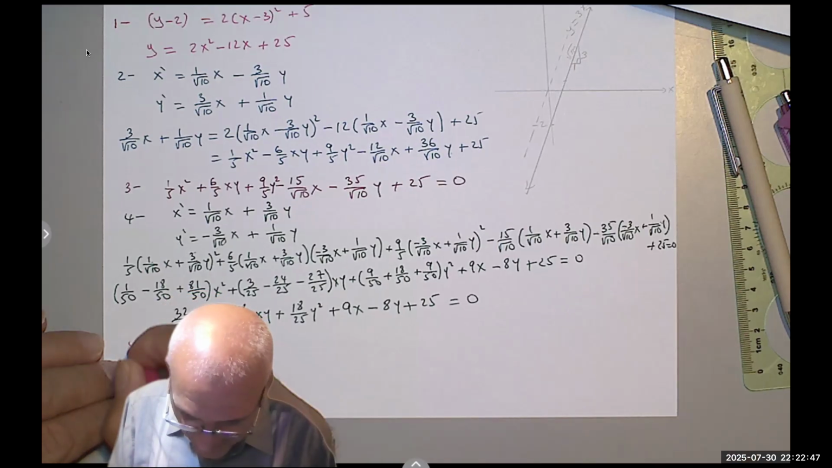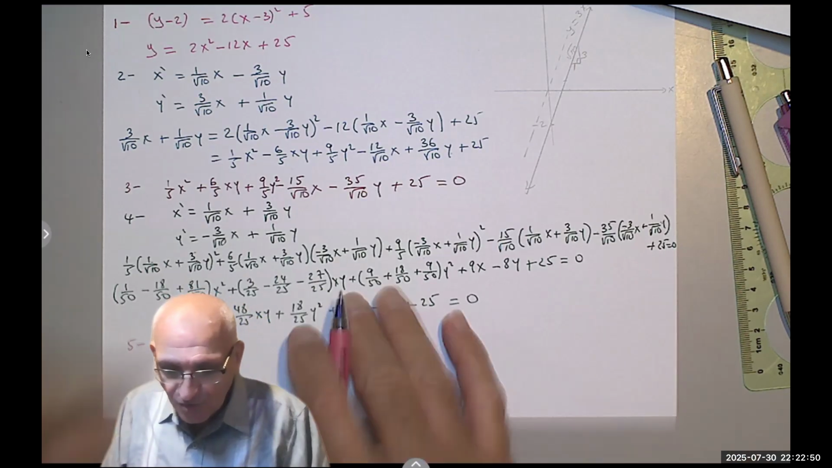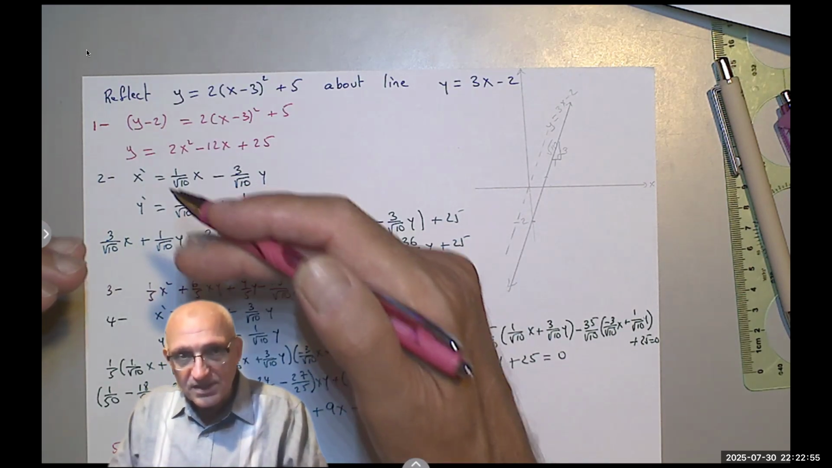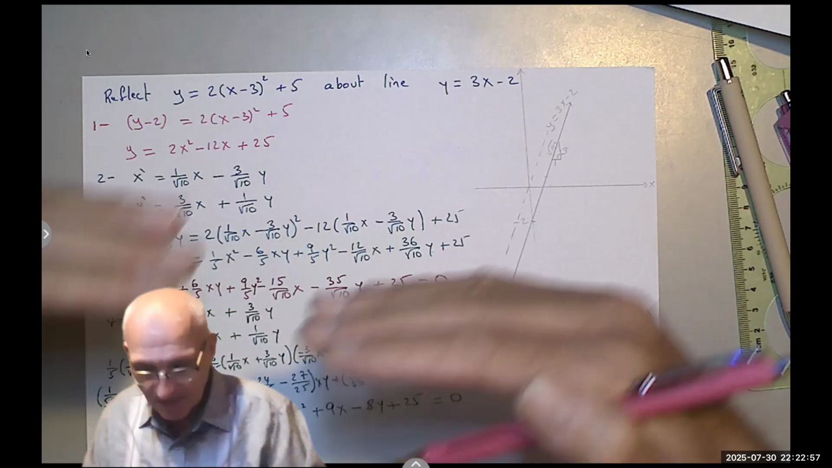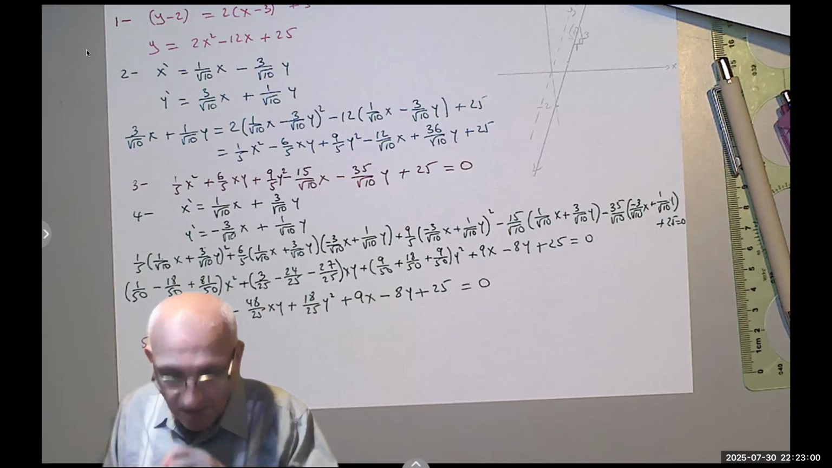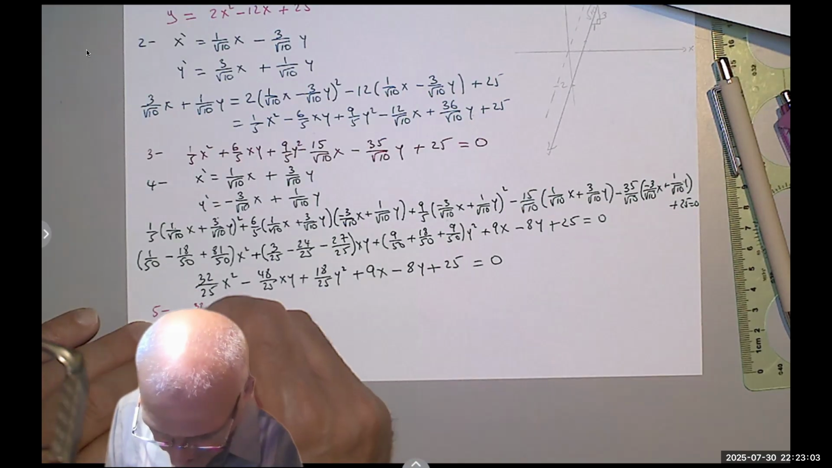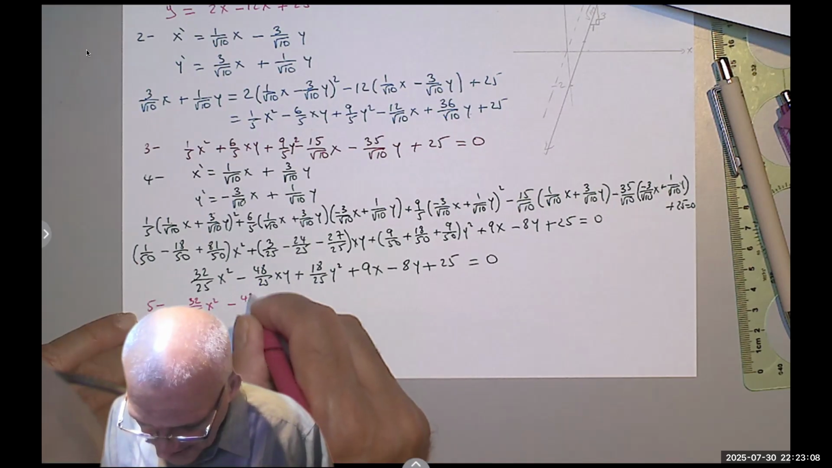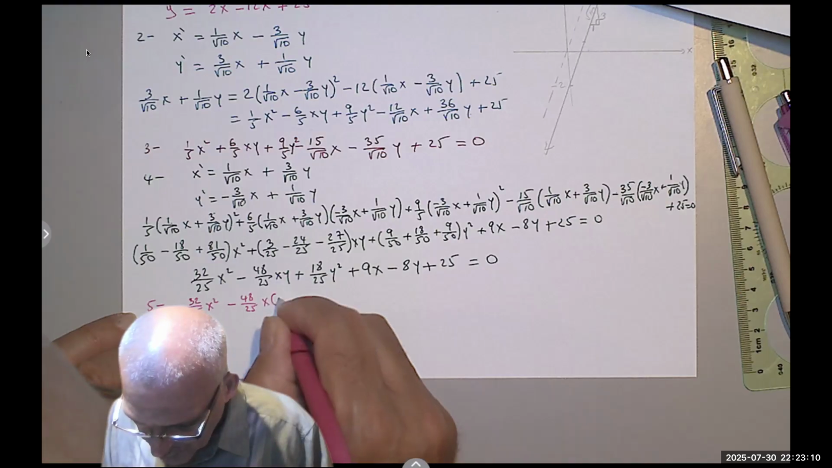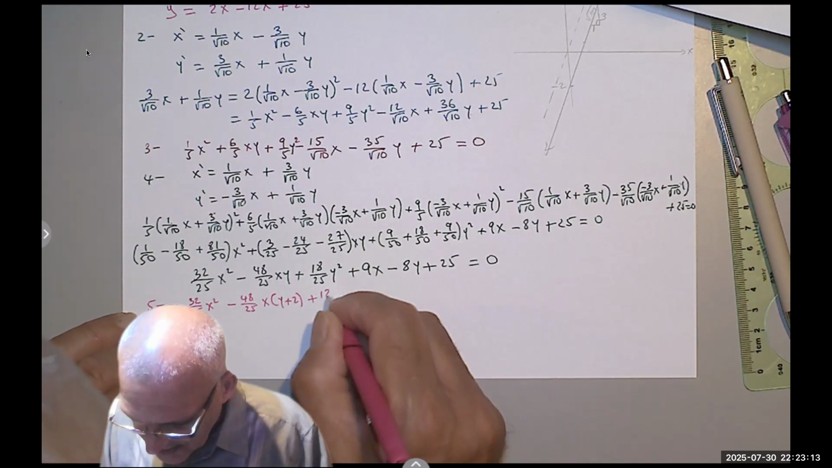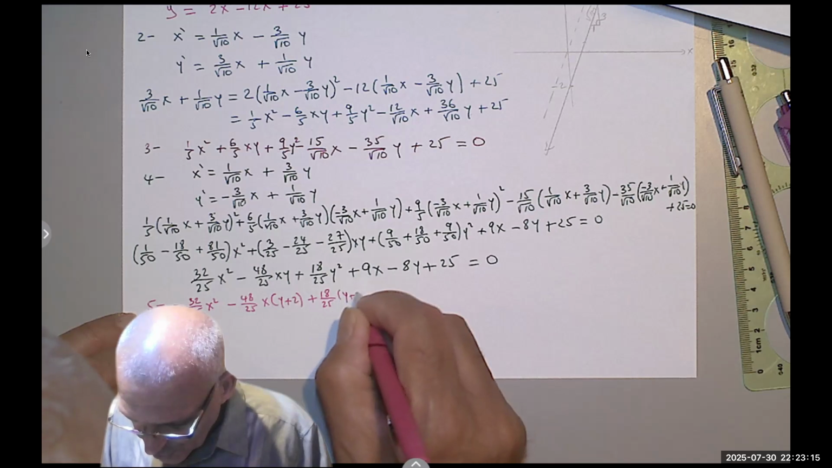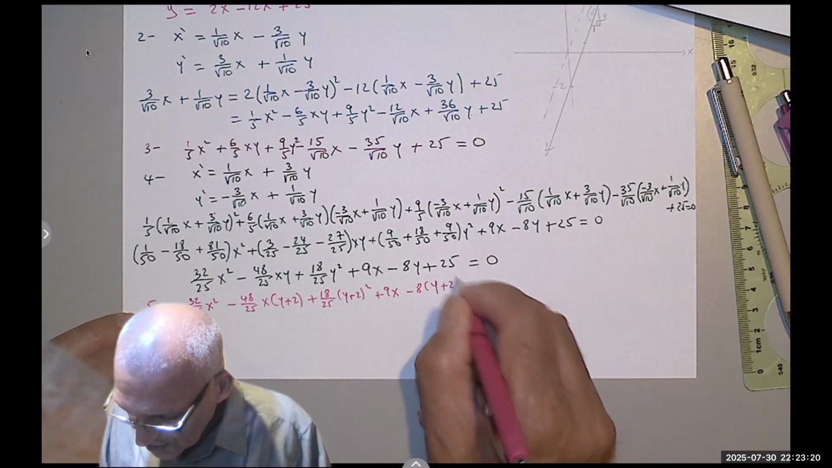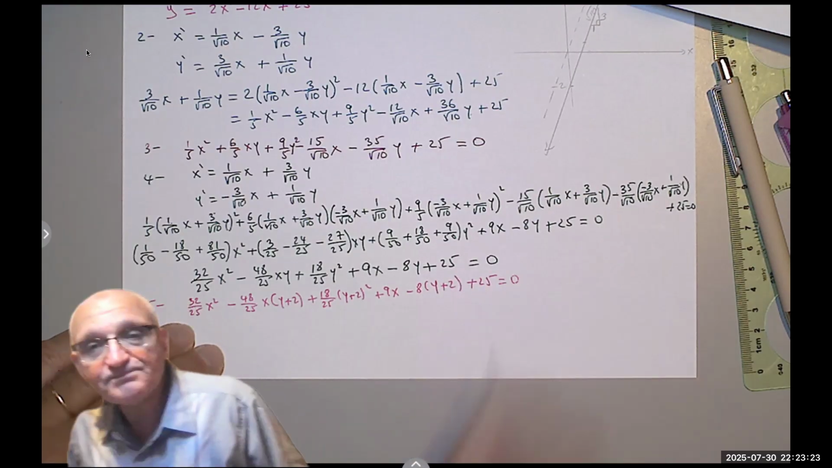Because step number 5, I'm going to substitute y plus 2 because I'm going to lower it 2 units. Lowering meaning every y would become y plus 2. The first term doesn't change. The second one would be negative 48 over 25 x times y plus 2, plus 18 over 25 y plus 2 squared, plus 9x minus 8 y plus 2, plus 25 equals 0.